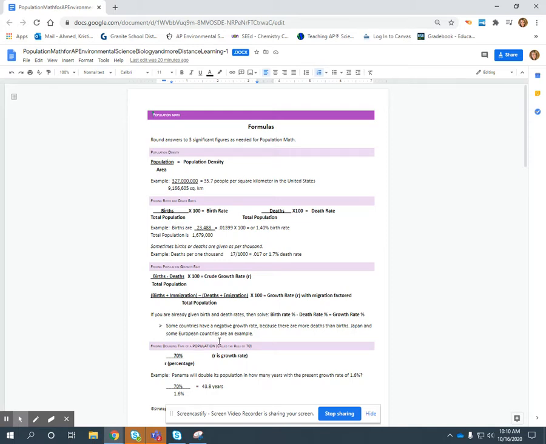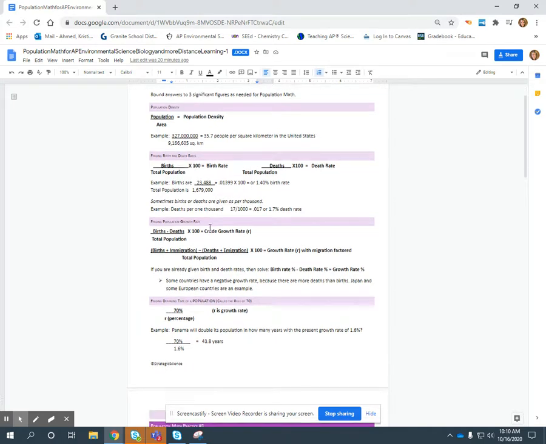Well, to calculate birth and death rates, we're going to take the total number of births divided by the population and times that one by 100. That would be the birth rate for this country.